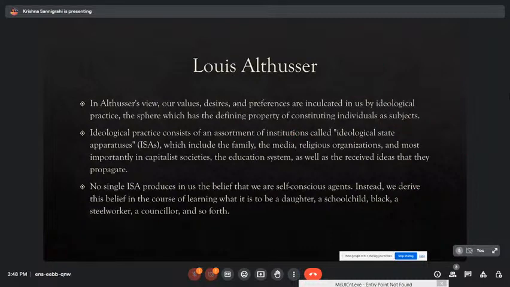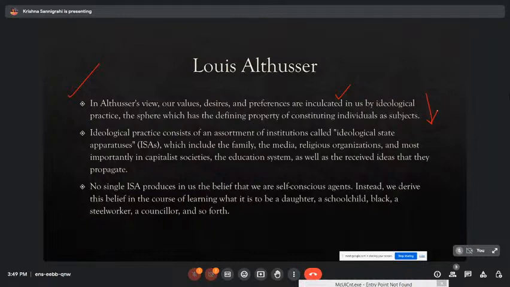Then comes the concept of Louis Althusser. So in Althusser's view, the basic values, desires and preferences which a human being has are inculcated in us by ideological practice, the sphere which has the defining property of constituting individuals as subjects. So he brings in the idea of what? The idea of ideology. So herein, understanding the concept of ideology is very important.